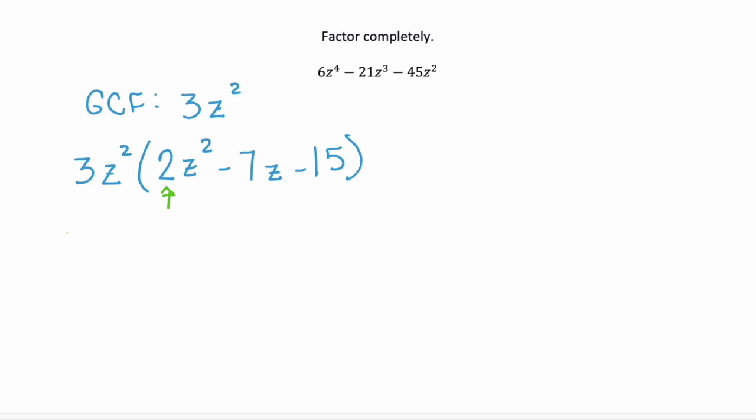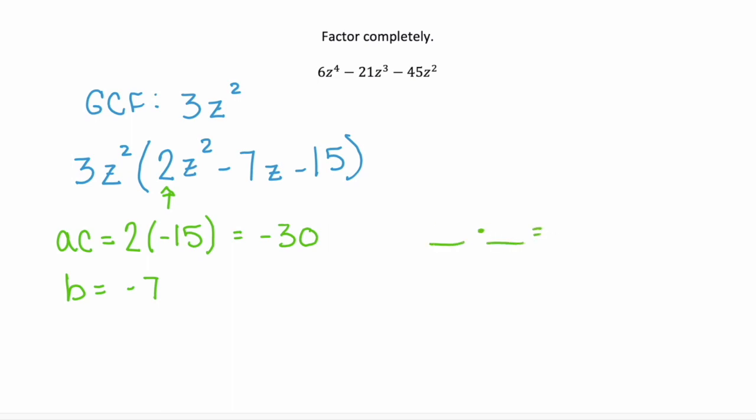The key number method is a times c, so that leading coefficient 2 times the constant term at the end, negative 15, that's negative 30, and then b, the coefficient of the middle term, negative 7. And we're looking for two values that multiply to negative 30 and also add to negative 7.